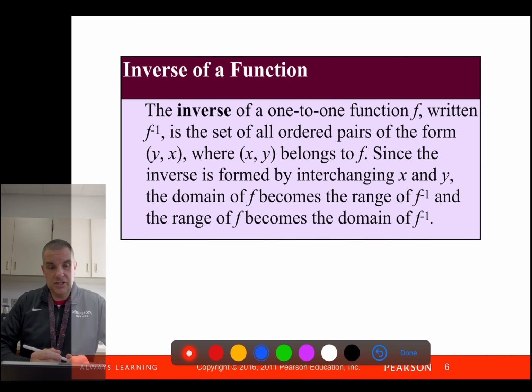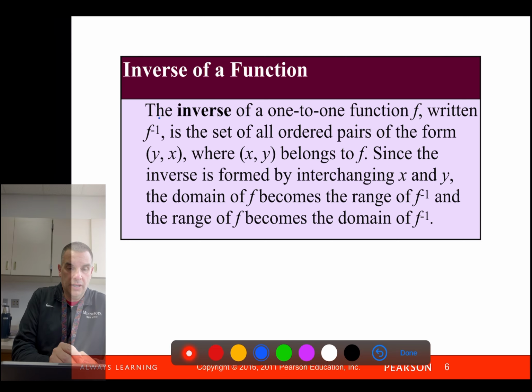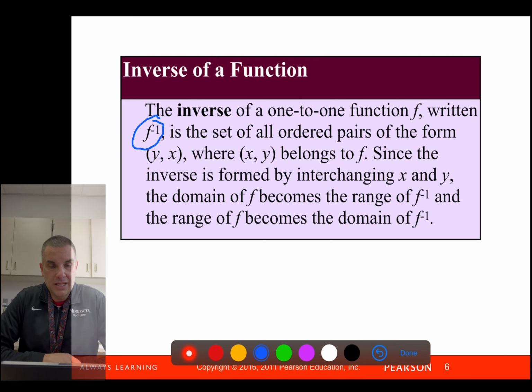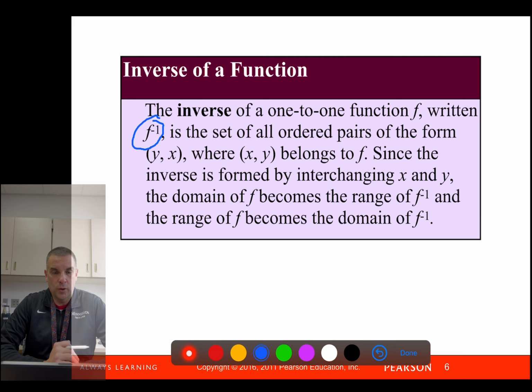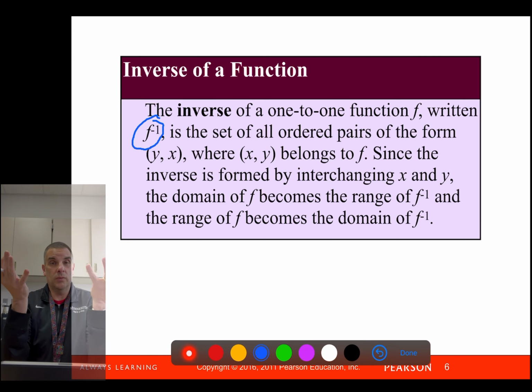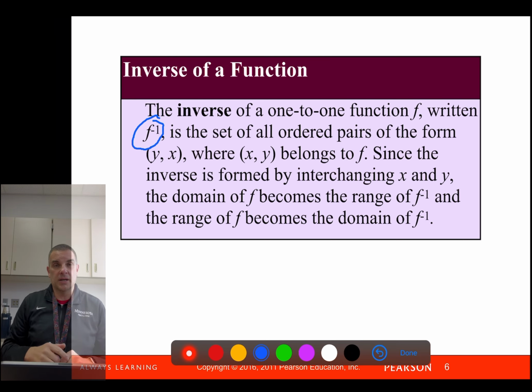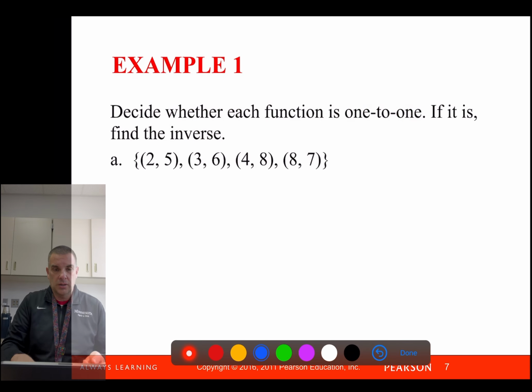So that leads us to a definition of an inverse. The inverse of a one-to-one function, written f^-1, that's how we represent an inverse, is the set of all ordered pairs of the form (y, x), where (x, y) belongs to f. Since the inverse is formed by interchanging the x and y, the domain of f becomes the range of the inverse, and the range of f becomes the domain of the inverse. So essentially, if we've got a one-to-one function and we want to find its inverse, we just switch the x and y values. What was an x becomes a y, and what was a y becomes an x. What was the domain becomes the range, and what was the range becomes the domain.